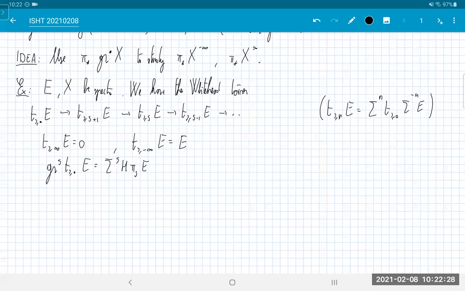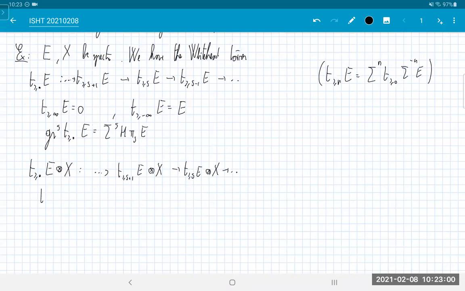Okay. Now you can be clever and tensor these by X, just pointwise. And so you get T greater or equal than s plus 1 of E tensor X, T greater or equal than s of E tensor X, etc. And you still have T greater or equal than minus infinity of E tensor X is just E tensor X. So the homotopy is the E homology of X.